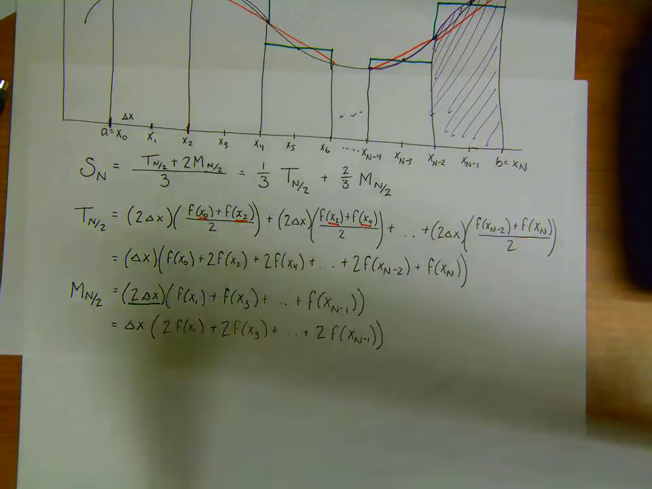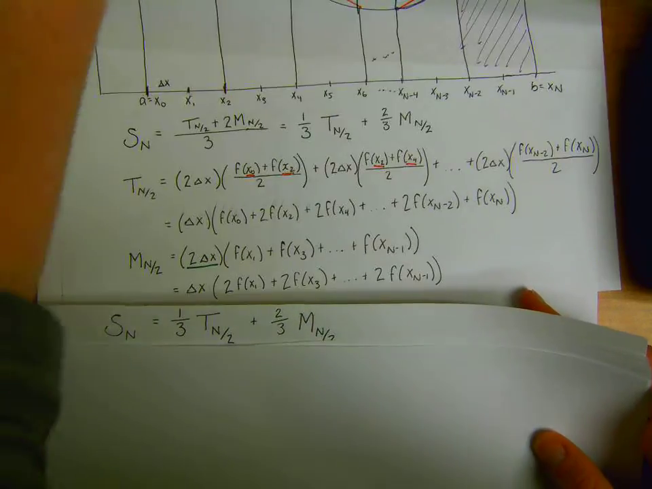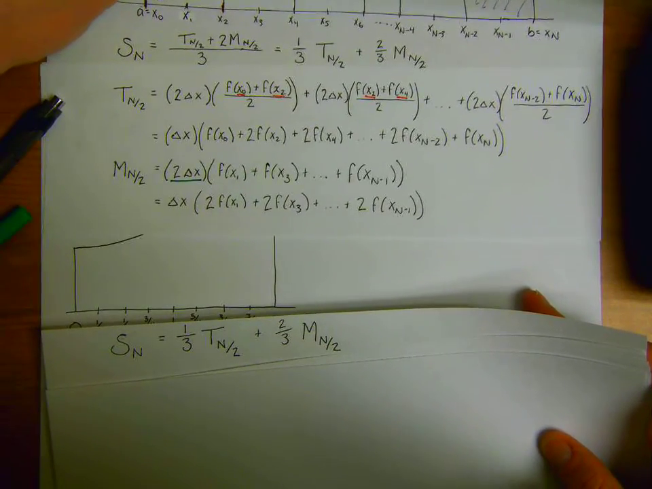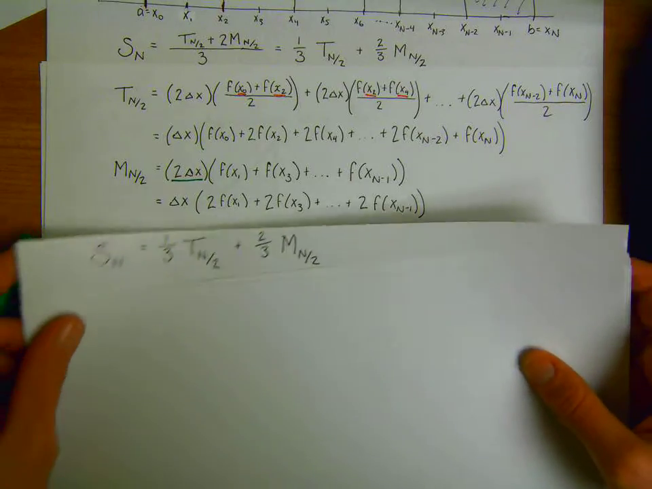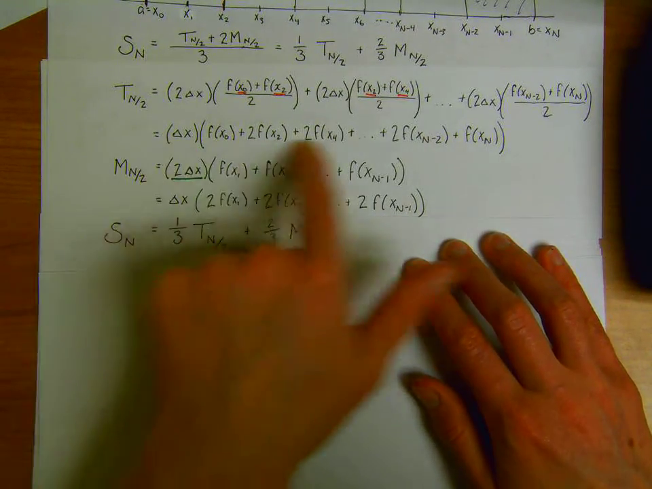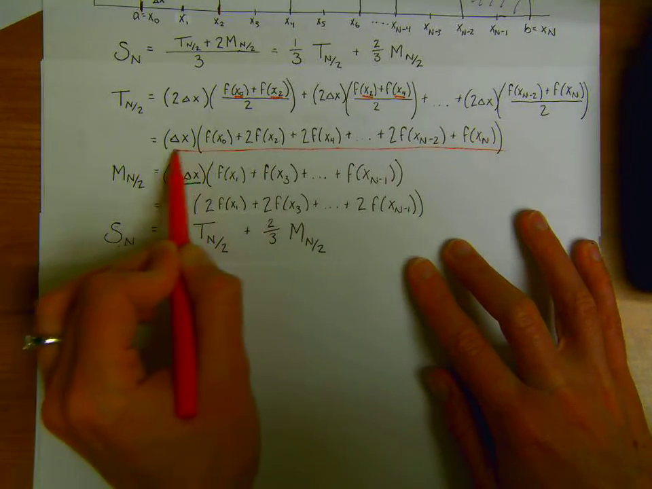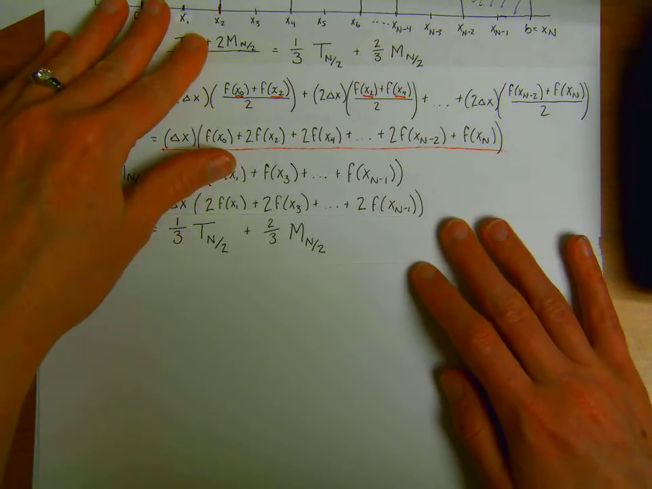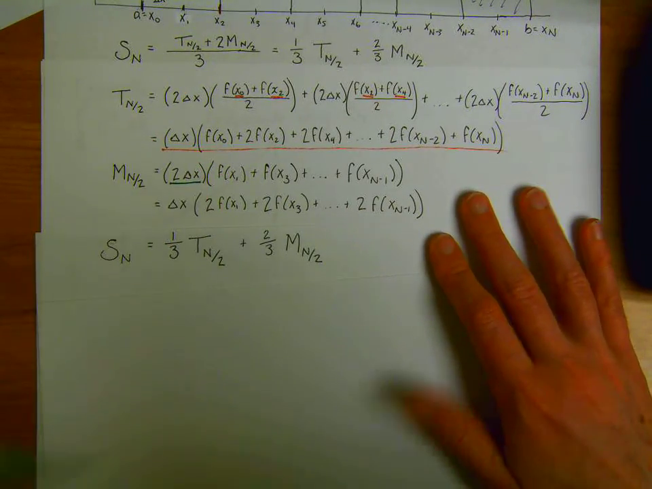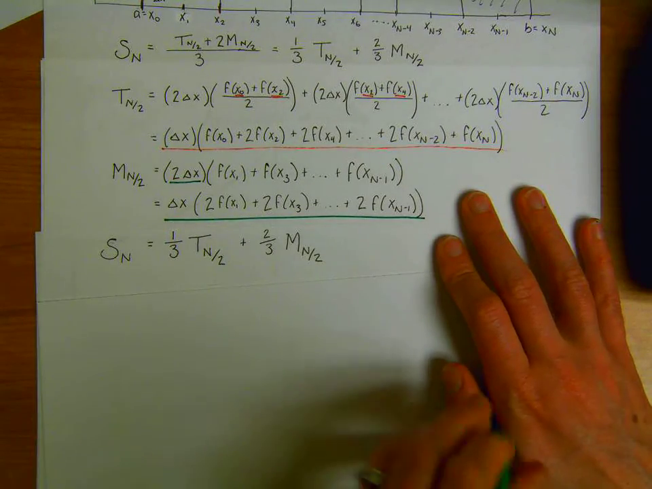Continuing on, we know what Simpson's rule was. I'm going to put all these computations on the screen at once. Let's see. This is 1/3 of our T sub n divided by 2 formula, which is right here, plus 2/3 of our M sub n divided by 2 formula.